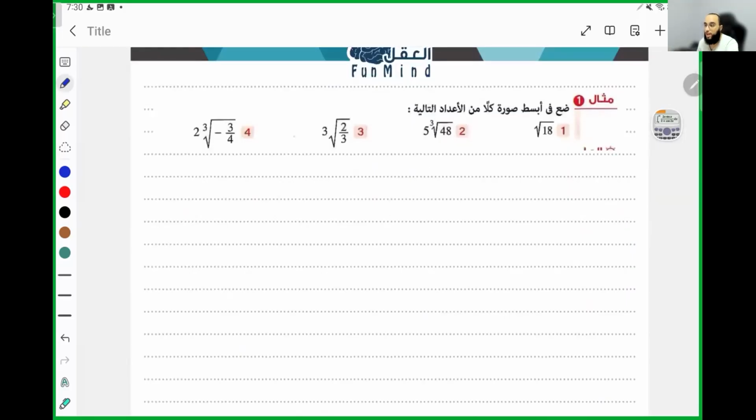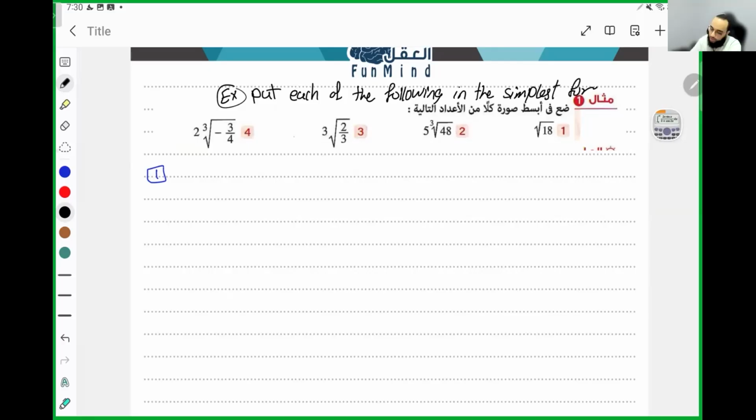In this question, I'm asking you to put each of the following in the simplest form. Tell me, it's root 18. 18, you can get it by 1 times 18. Another way, 2 times 9. Another way, 3 times 6. Correct? Is it a square root 18 or a cubic root 18? Square root. So which number instead of the 1? Because the 1 doesn't change anything.